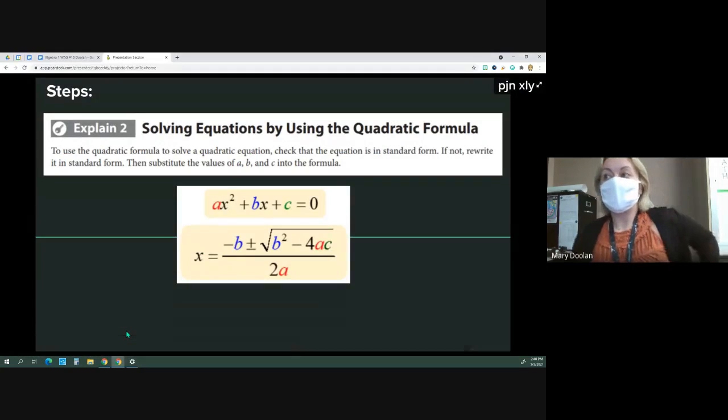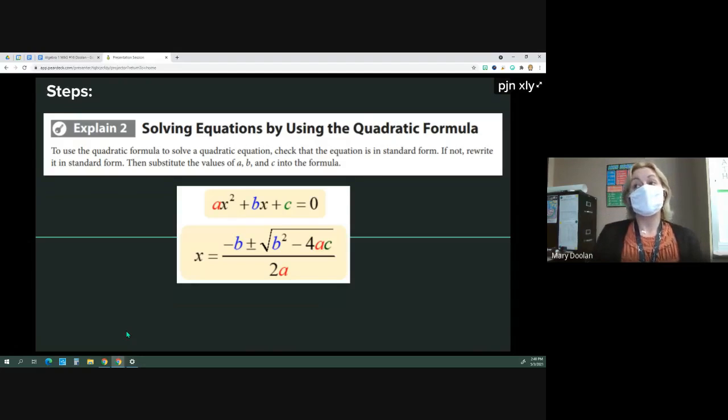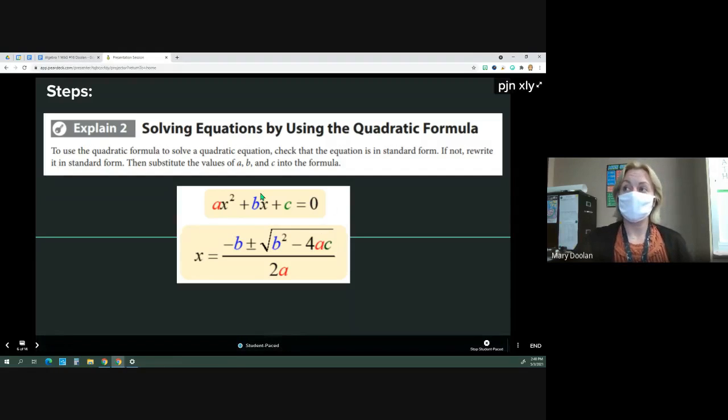The other thing we're going to do with the quadratic formula is use it to solve equations, all right? And so all you have to do is check that your equation is in standard form. If it's not in standard form, rewrite it into standard form. And then substitute in the values of a, b, and c, okay? That's all you have to do. This is standard form, ax squared plus bx plus c equals 0. And then if it's that form, great. If it's not, make it in this form. Figure out what's a, what's b, what's c.